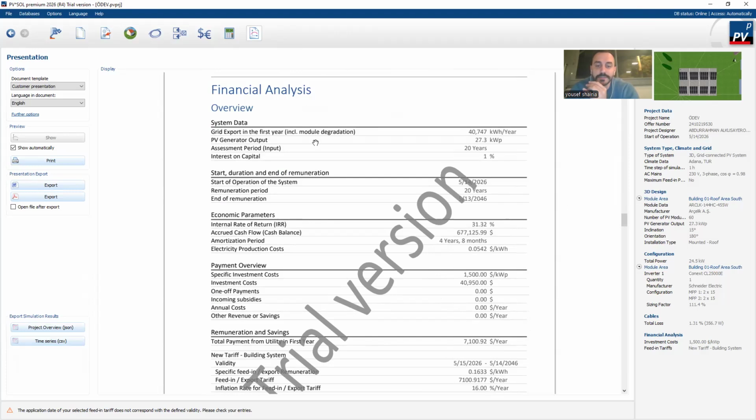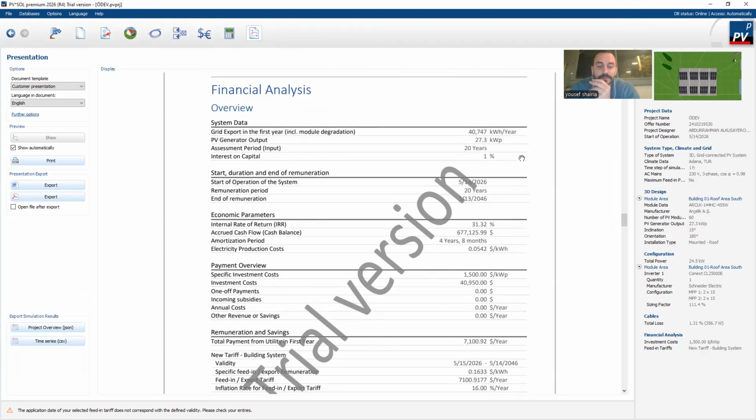Okay, here in the next page, page number 7, now we move to the financial analysis. This section evaluates the economic viability of the project over a 20 year assessment period. The financial model takes into account the investment costs, feed-in tariff revenue, module degradation, and inflation in the tariff rate.